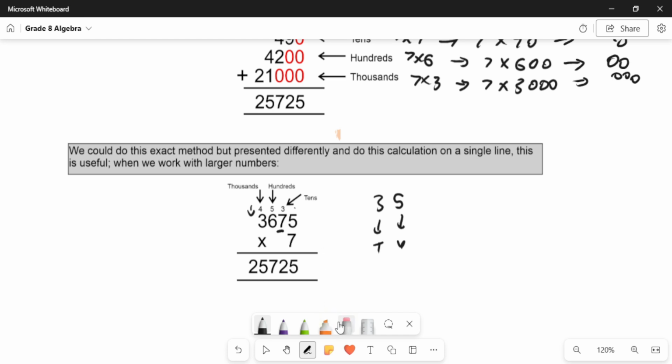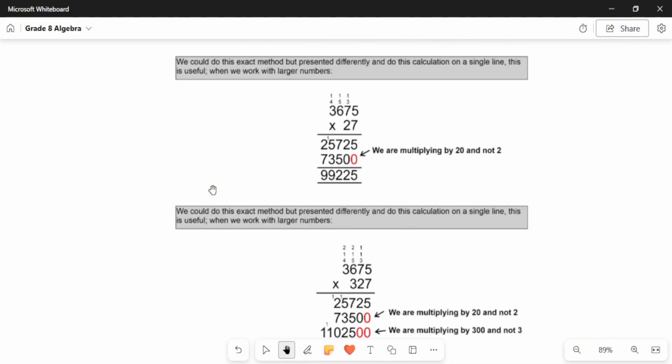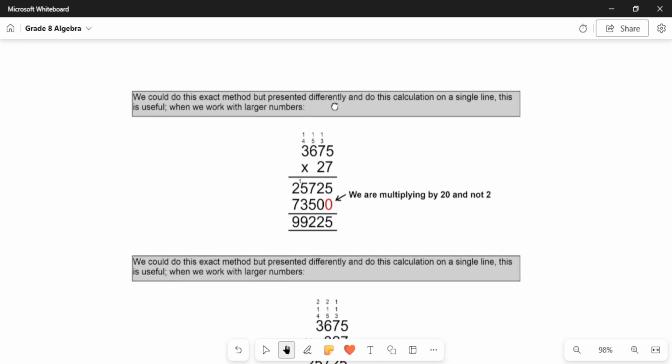Please watch this video repeatedly and understand what we are doing. Right? Understand what we are doing. Because now when you start working with double digits, it's going to become extremely important. Right, so now let's do the exact same approach that we've just done. But now we're going to work with a 4-digit number multiplied by a 2-digit number. So we could do this exact method but present it differently and do the calculation on a single line. This is useful for larger numbers.